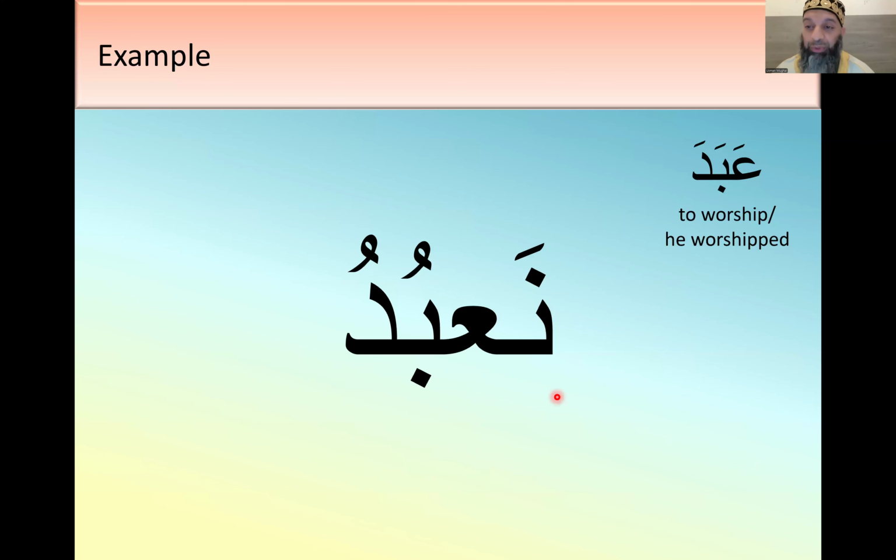Na'budu. What does na'budu mean? Exactly. Iyaka. Only you. Na'budu. We worship. That's where the na'budu comes from. It's abada with the noon on, the noon for we. So we worship. Iyaka na'budu wa iyaka nasta'een. So you see it now, it's in the salah, isn't it? Na'budu. We worship, 8 times.